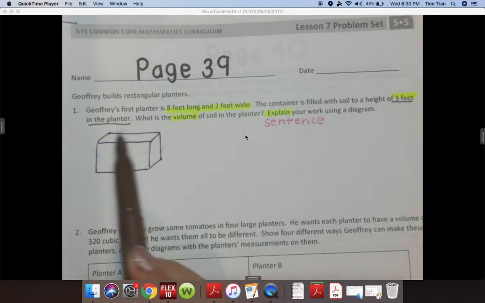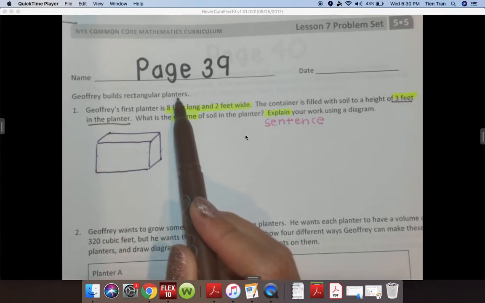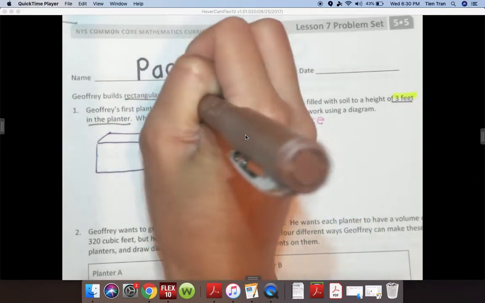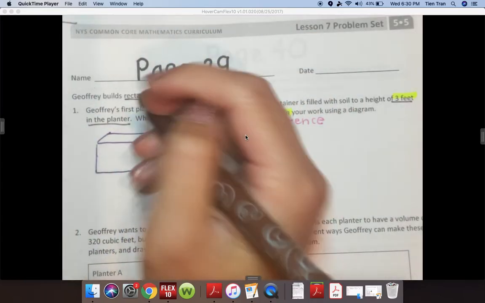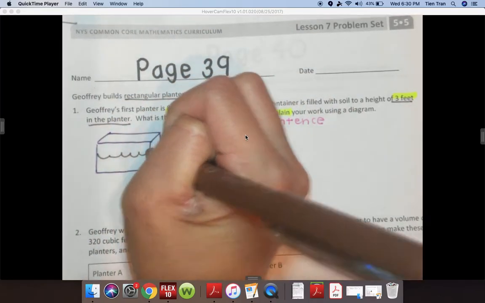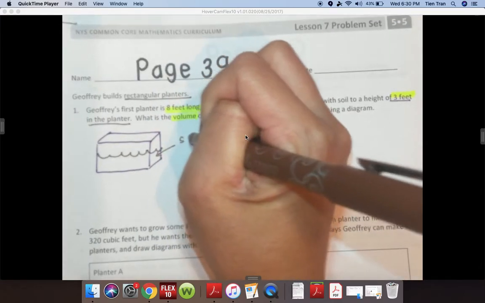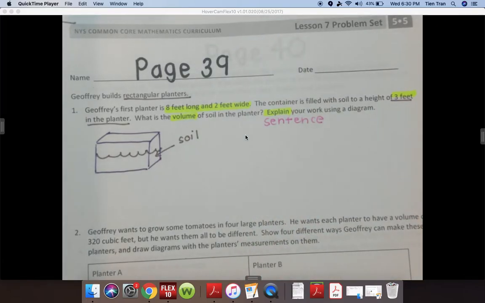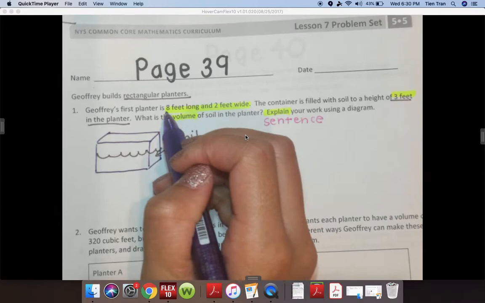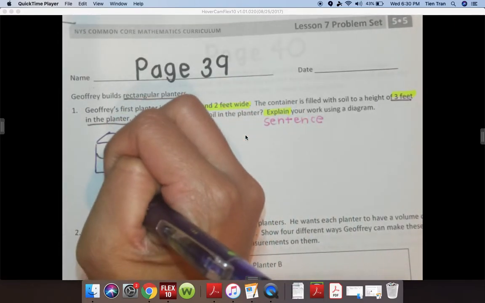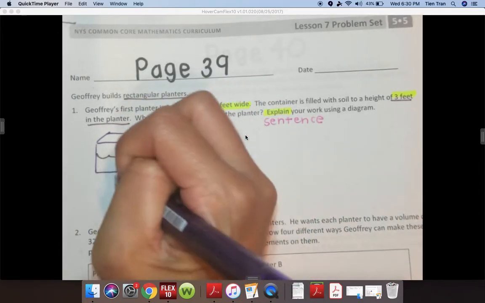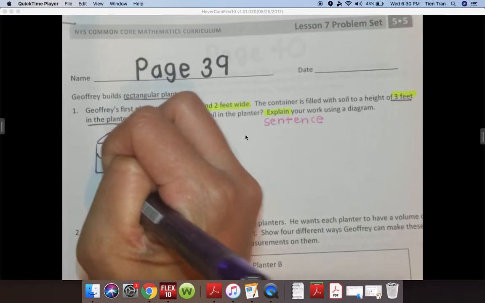So I started to draw my rectangular planter because it's a planter, it's rectangular. And now I'm going to draw the soil. So this is going to be my soil, and I'm going to put a little arrow so you guys know that is the soil. Now, on one side we have 8 feet long. So that is the length of the diagram. So right here is going to be 8 feet.